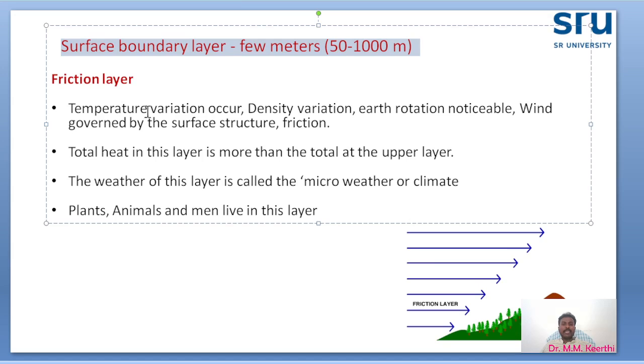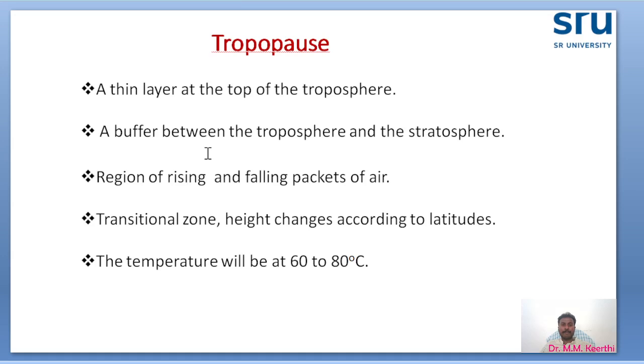In this friction layer, temperature variation and density variation will occur due to the earth's rotation. It is noticeable, and wind is governed by the surface structure and friction. So micro weather and climatic changes will occur in the friction layer. All plants, animals, and human beings are present in this friction layer.